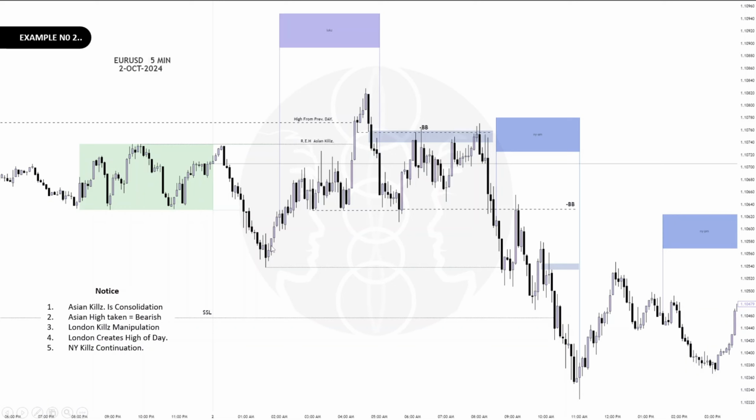Then we go lower, take these lows, and then we go higher and take the previous day's high with this Asian Killzone. Now here we are creating a certain model in which we are creating the high of day in the London Killzone. After we create this high inside the London Killzone, price goes below it and does the market structure shift.